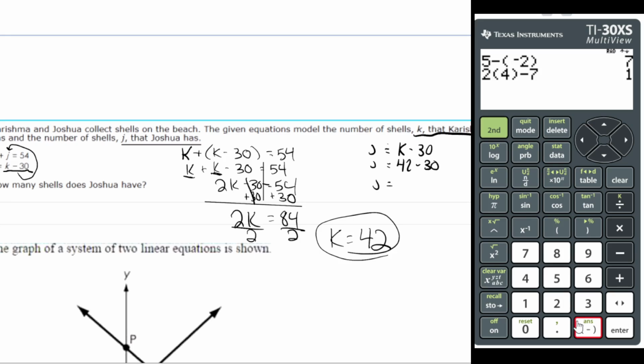And then 42 minus 30 is just 12. So Joshua has 12 shells. And that's it.